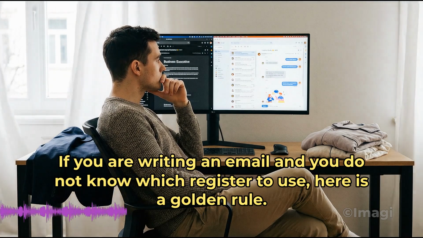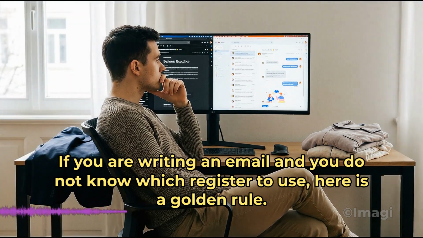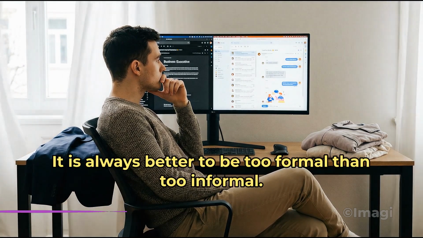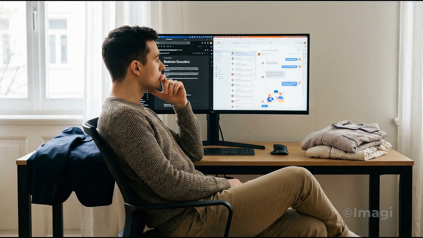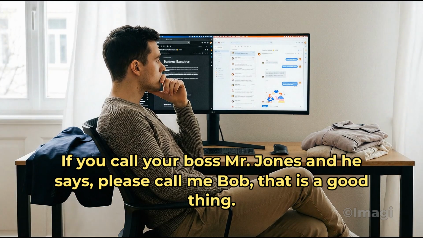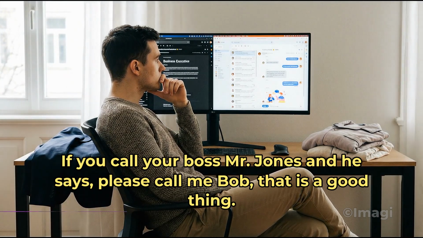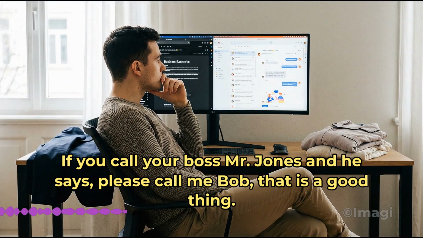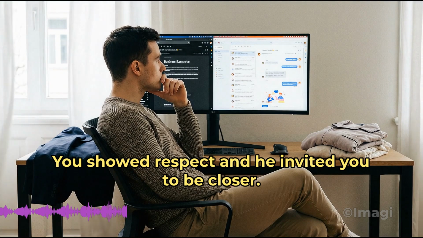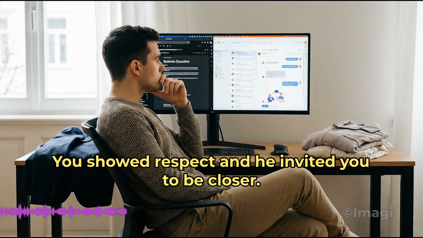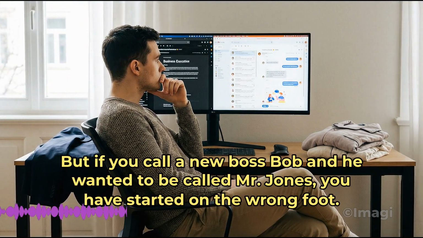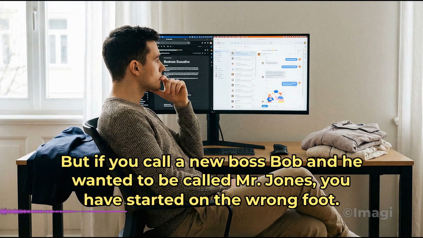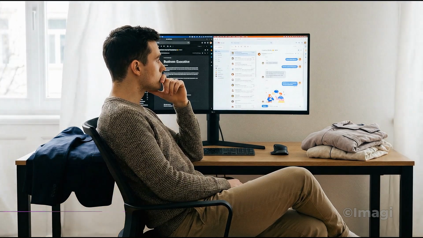If you are writing an email and you do not know which register to use, here is a golden rule. It is always better to be too formal than too informal. If you call your boss Mr. Jones and he says, "Please, call me Bob," that is a good thing. You showed respect and he invited you to be closer. But if you call a new boss Bob and he wanted to be called Mr. Jones, you have started on the wrong foot.